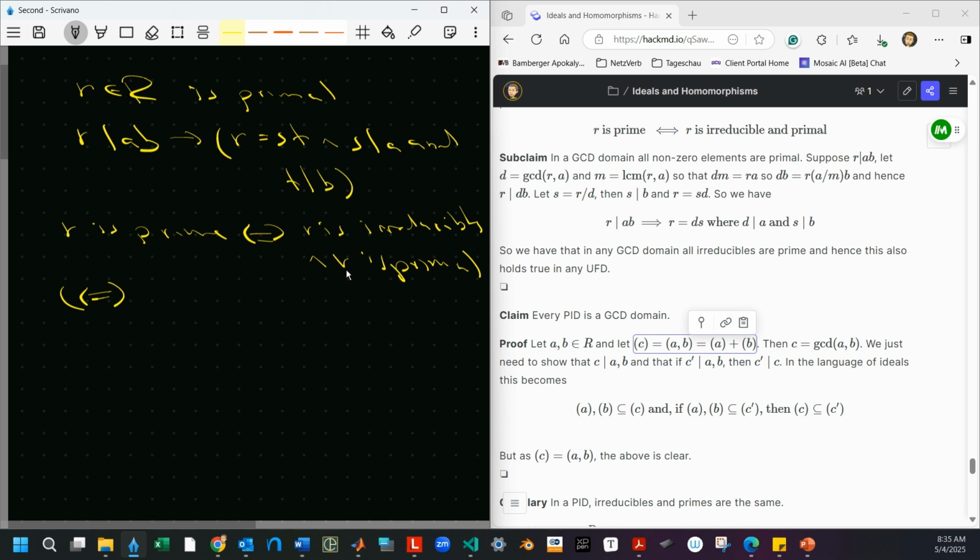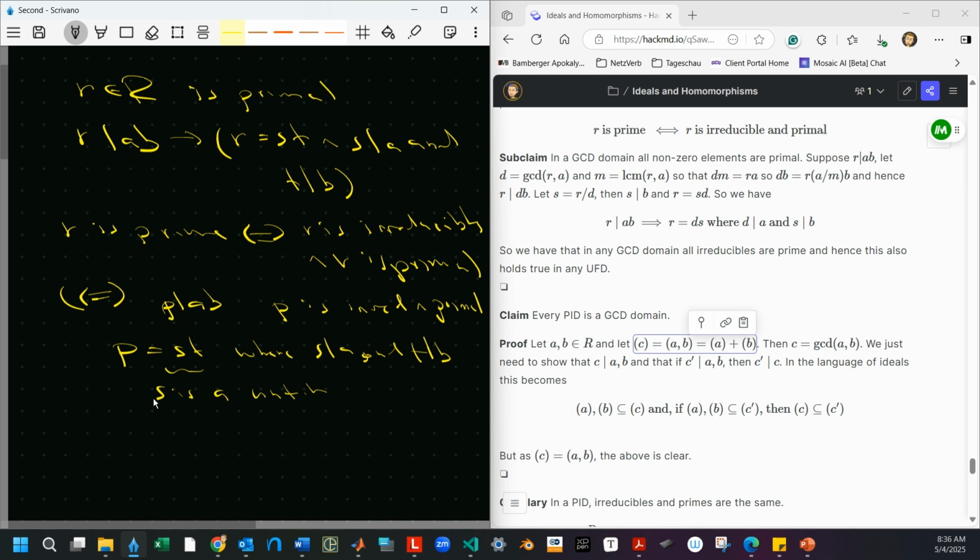So if R is irreducible and primal, let's suppose P divides AB, and P is irreducible and primal. Well, then what it says is that P equals some ST, where S divides A and T divides B. But we're assuming that P is irreducible, so one of those, S or T, is a unit, so we may as well assume S is a unit.